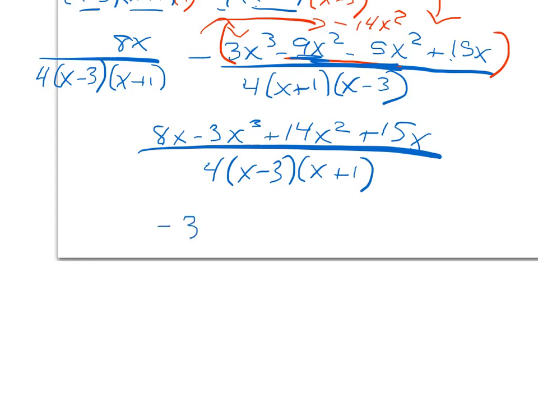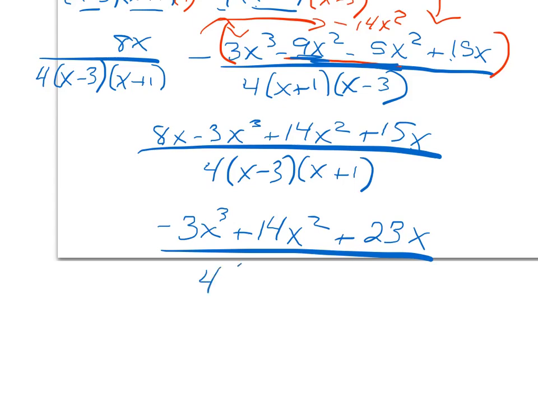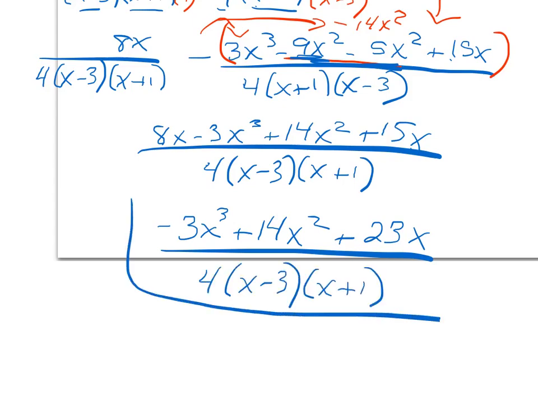So I'm going to say I have a final answer of negative 3x cubed plus 14x squared plus 23x all over 4 times x minus 3 times x plus 1. And like I said, that is my final answer.